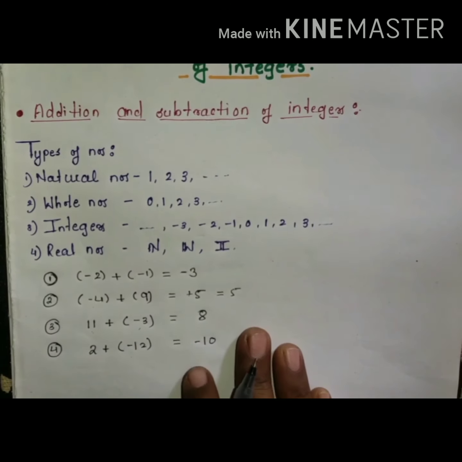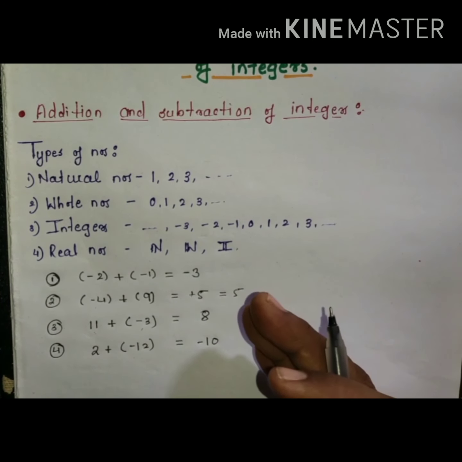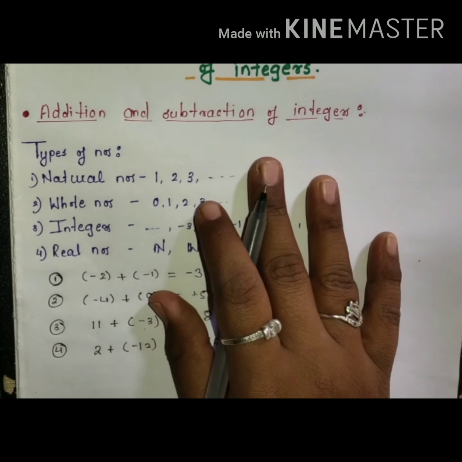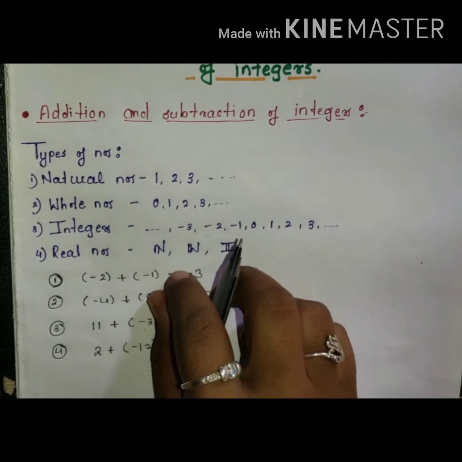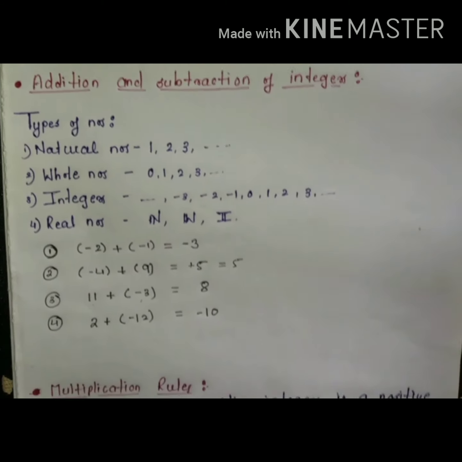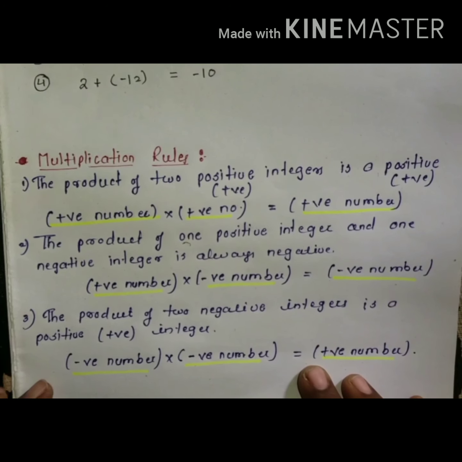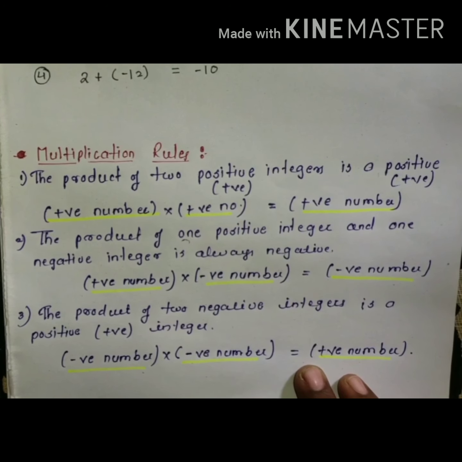Now that is all about the addition and subtraction of integers. Now how to multiply integers and how to divide integers? Before starting with the multiplication, we are going to learn some rules of multiplication. These are the 3 rules of multiplication.